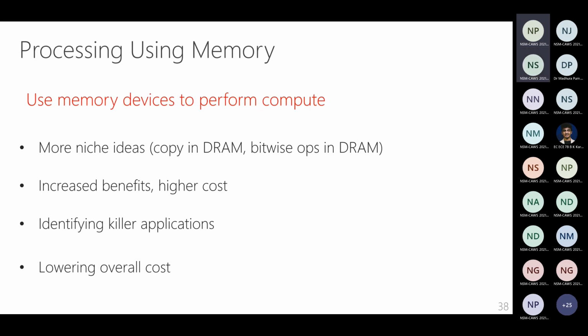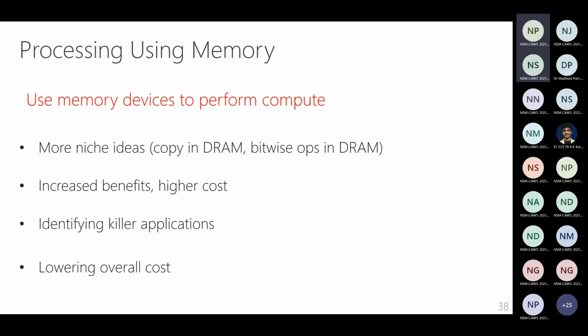Right. Processing using memory is slightly more niche. This is a line of ideas that I worked on for my PhD thesis, and the idea here is, once you understand the underlying operation of a memory cell, the question that we ask is, can we actually use that underlying operation to perform more complex operations? Today we do only read and write. Can I do something more instead of just read and write? Can I actually do copy in DRAM? Can I do bitwise operations in DRAM, right? So there are some niche ideas.